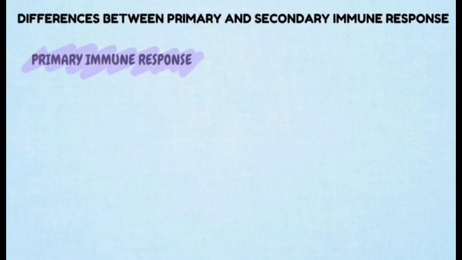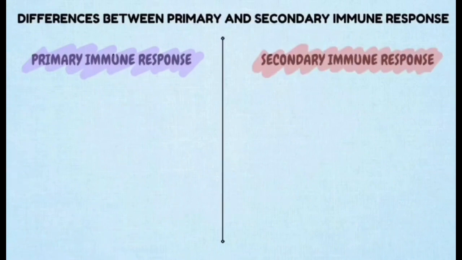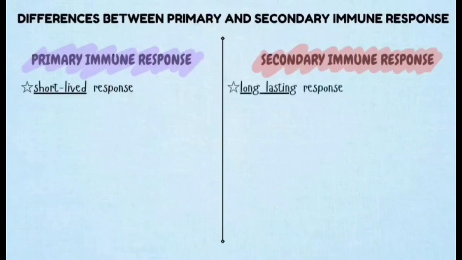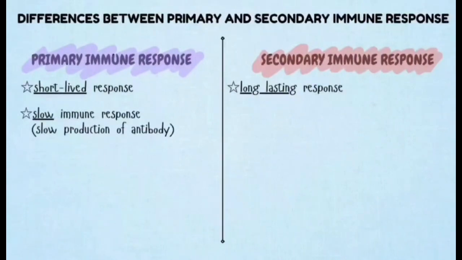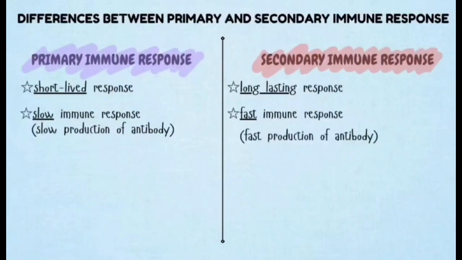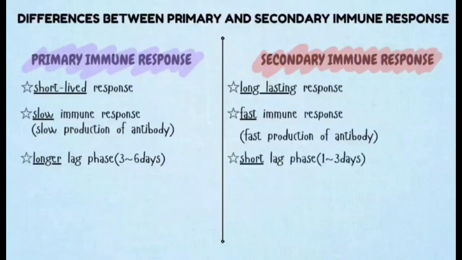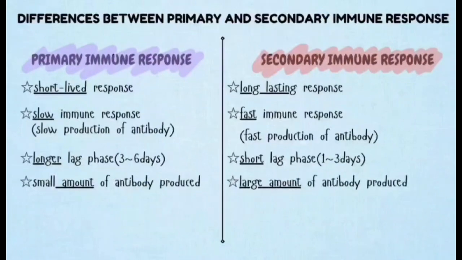Now, let's revise the important points for primary and secondary immune response. Primary immune response is short-lived response, while secondary immune response is long-lasting response. Primary immune response is slow immune response, which is slow production of antibody, while secondary immune response is fast immune response, which is fast production of antibody. Primary immune response has longer lag phase, while secondary immune response has short lag phase. Small amounts of antibody are produced during primary immune response, while large amounts of antibody are produced during secondary immune response.